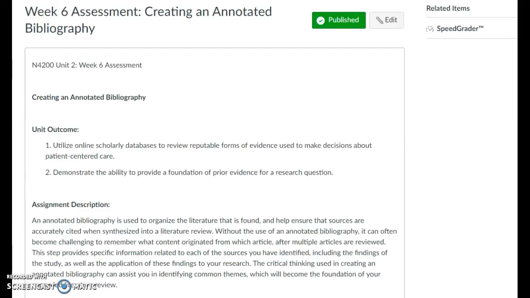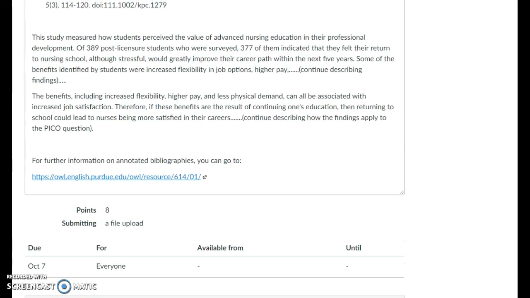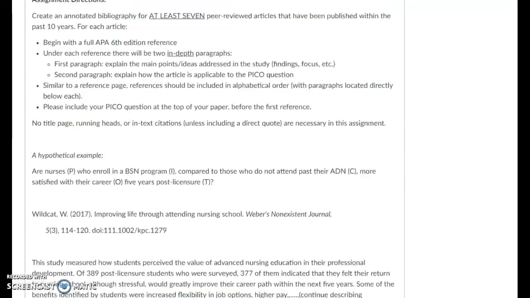Welcome to week 6. This is one of the bigger assignments, just as far as kind of wrapping one's head around sometimes. What you're going to be doing is an annotated bibliography, and you'll notice that this week you don't have a practice activity. All you have is this annotated bibliography. That being said, it is worth 8 points, so that's 8% of your total grade. So make sure that you put the focus that you need to on this.